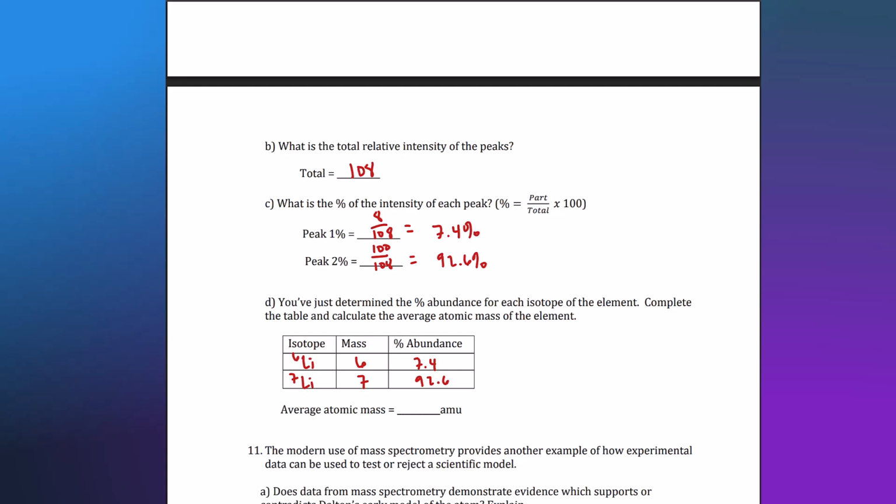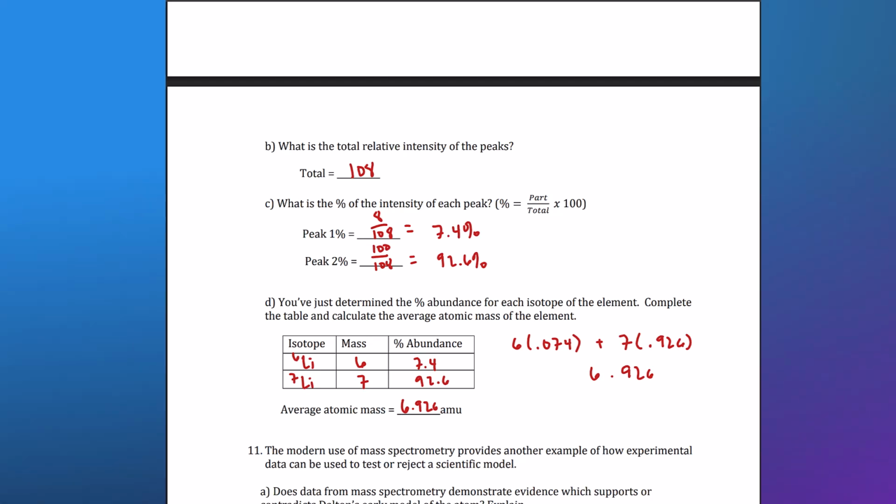We have all the information we need to calculate it, so we're going to go 6 times 0.074 plus 7 times 0.926. If we calculate all of this out, we have 6.926. Does that make sense with our data? And the answer would be yes. We predicted that it was going to be between 6 and 7. We predicted that it should be closer to 7 than it should be to 6, which is what we get.